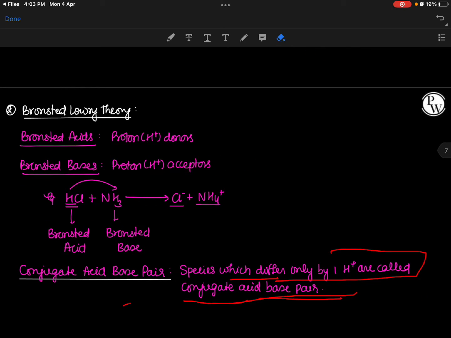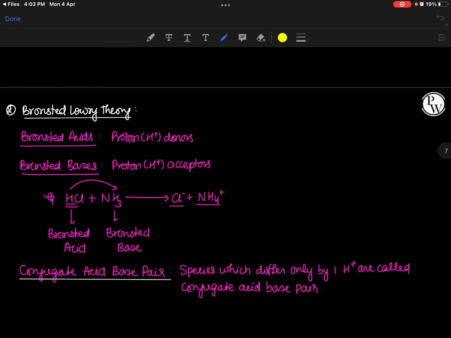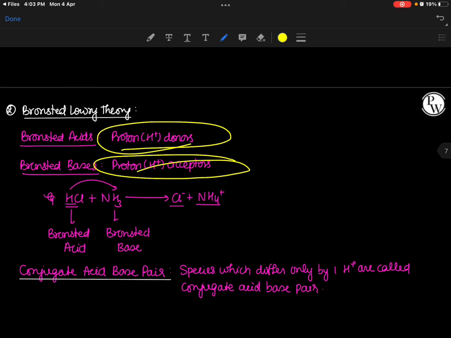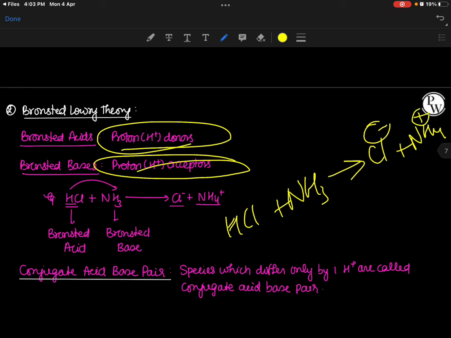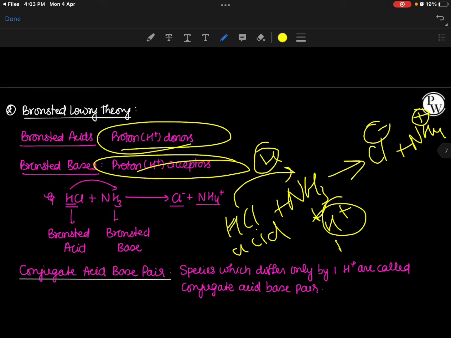Now look at the Bronsted-Lowry theory. Bronsted said that acids are those substances which donate H plus and bases are those which accept H plus. Like this example, in which HCl plus NH3 gives Cl minus and NH4 plus. In this, HCl donates H plus, that's why it is called an acid, and NH3 accepts H plus, that's why it is called a Bronsted base.